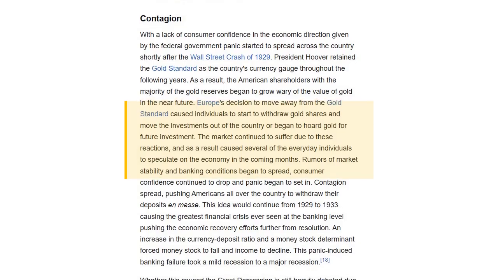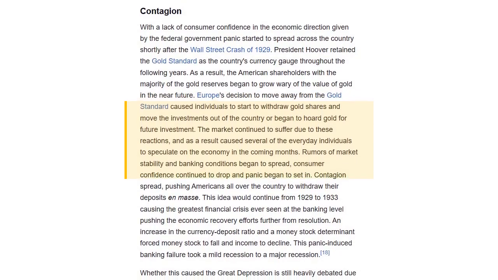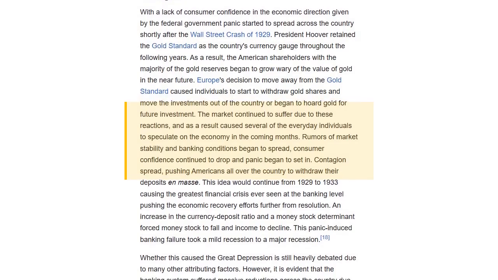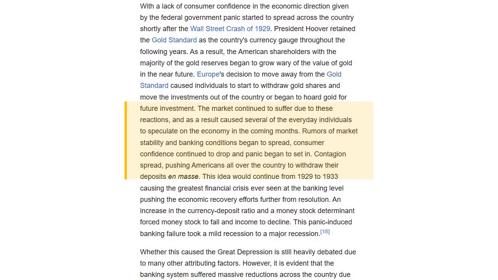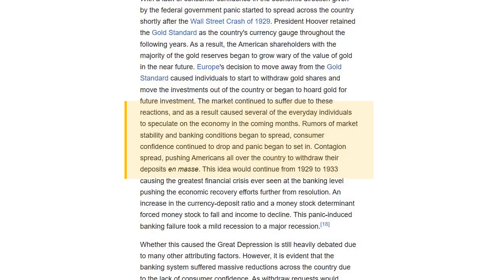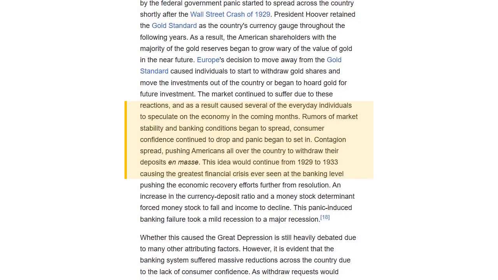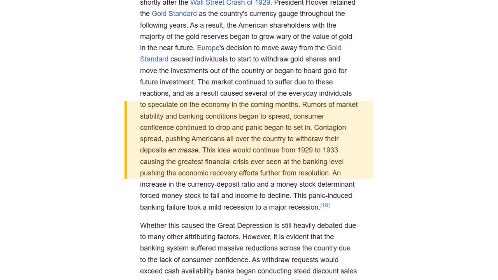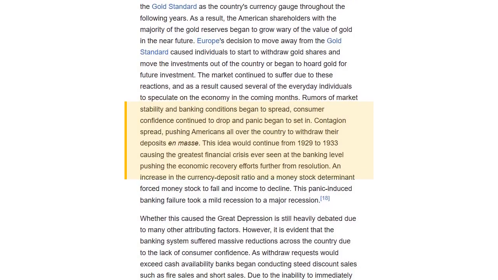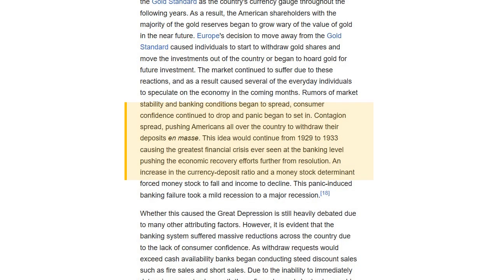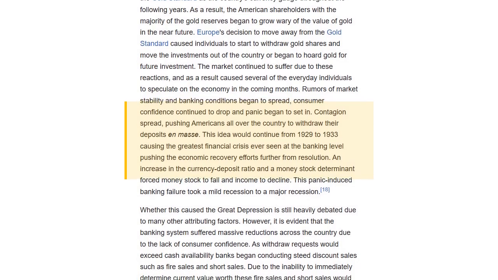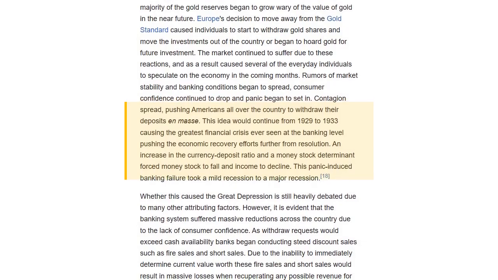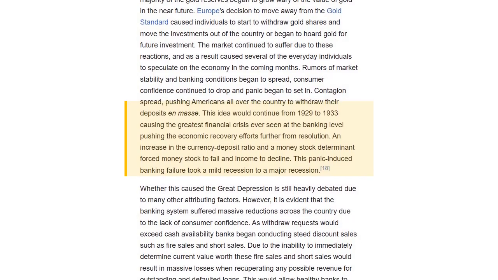The market continued to suffer due to these reactions, and as a result caused several of the everyday individuals to speculate on the economy in the coming months. Rumors of market stability and banking conditions began to spread. Consumer confidence continued to drop and panic began to set in. Contagion spread, pushing Americans all over the country to withdraw their deposits en masse. This idea would continue from 1929 to 1933, causing the greatest financial crisis ever seen at the banking level, pushing the economic recovery efforts further from resolution.